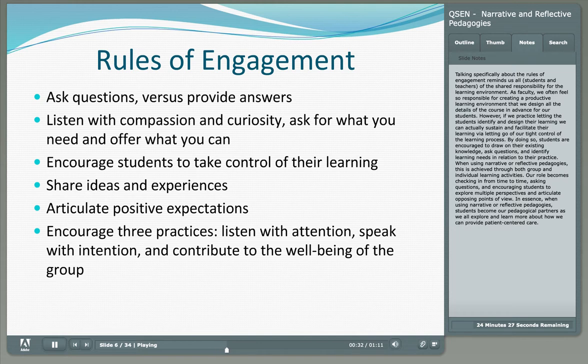By doing so, students are encouraged to draw on their existing knowledge, ask questions, and identify learning needs in relationship to their practice. When using narrative or reflective pedagogies, this is achieved through both group and individual learning activities. Our role becomes checking in from time to time, asking questions, and encouraging students to explore multiple perspectives and articulate opposing points of view. In essence, when using narrative or reflective pedagogies, students become our pedagogical partners as we all explore and learn more about how we can provide patient-centered care.